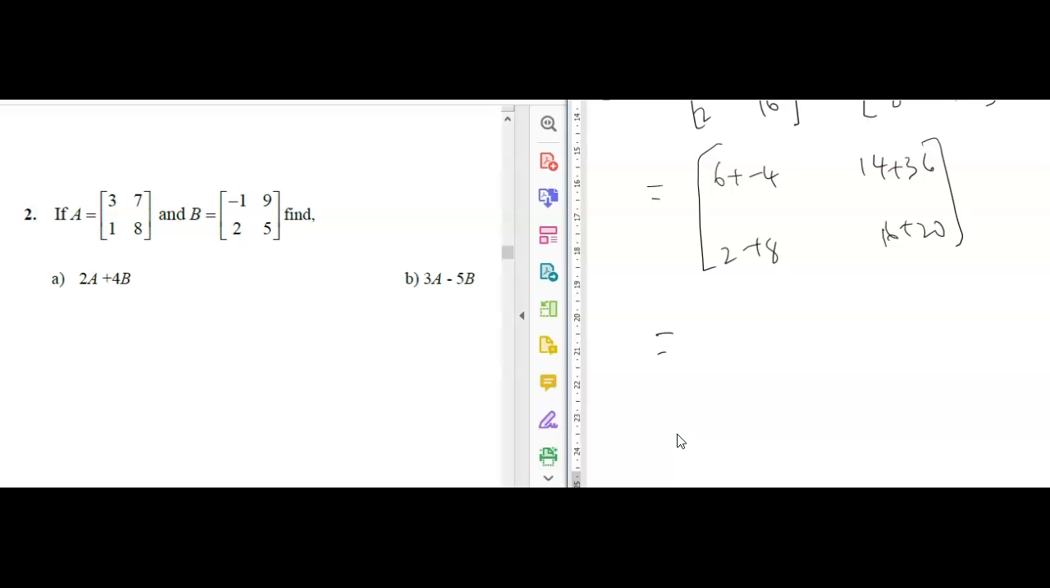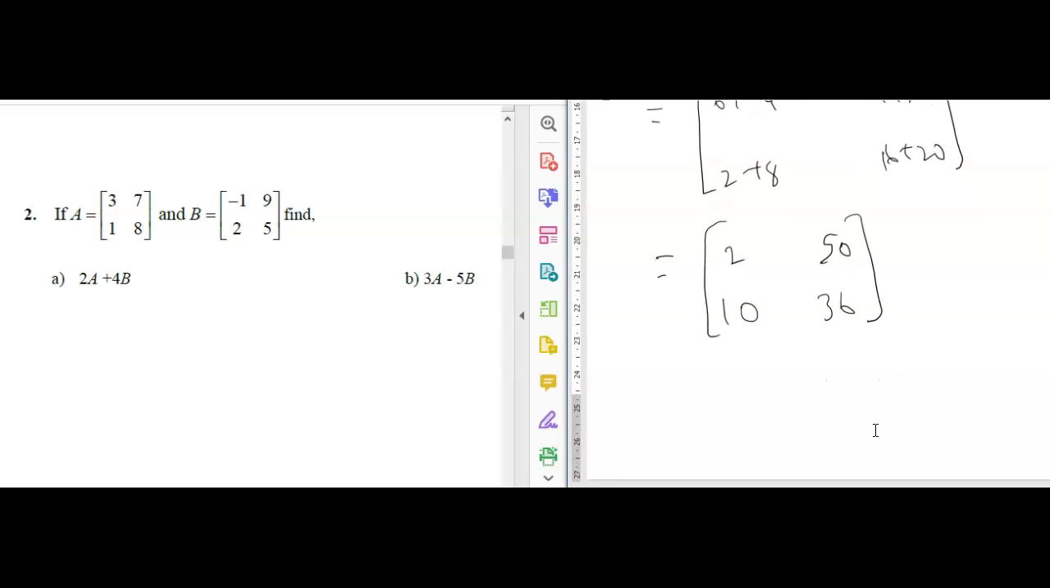Okay, so 6 plus -4, it's 2. 14 plus 36, what is that, 50? It's a weird looking 50. 10, and then 36. Okay, and there's your matrix.